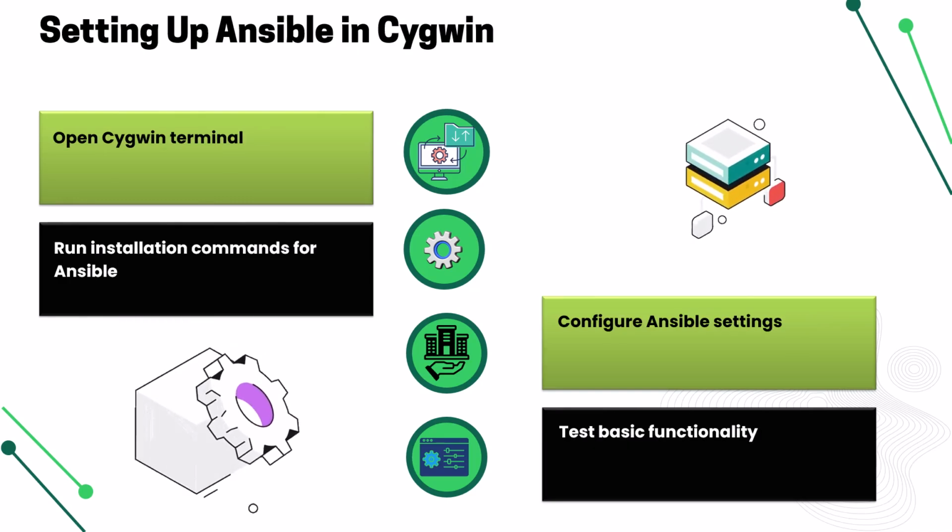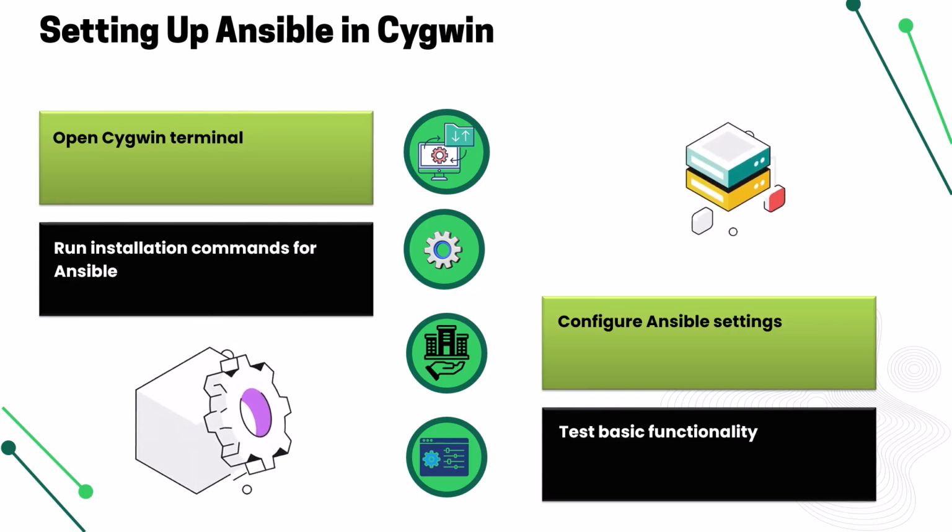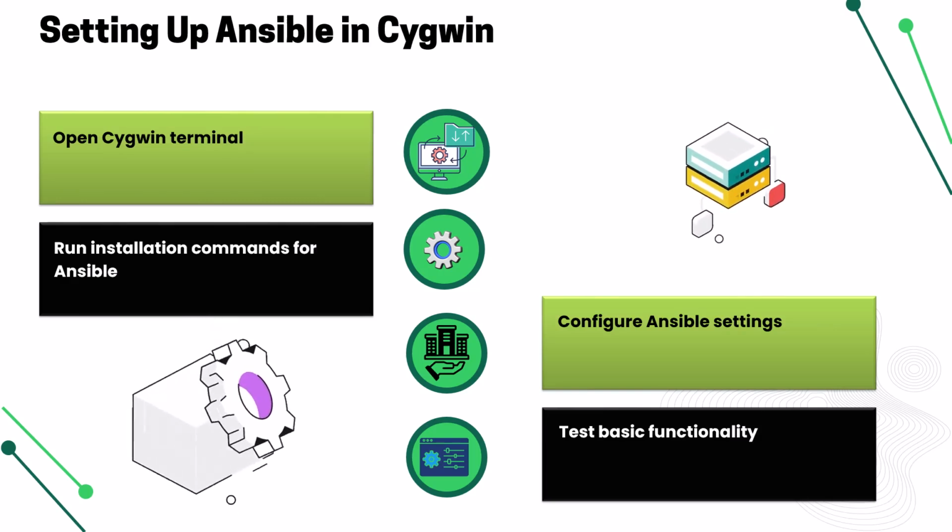Now we're setting up Ansible inside Cygwin, exciting, right? Fire up the terminal like a pro. Install Ansible using simple commands, no wizardry involved. Adjust settings to fit your needs. It's all about personalization. Finally, test basic functionality to make sure Ansible isn't just sitting there looking pretty. It has work to do.